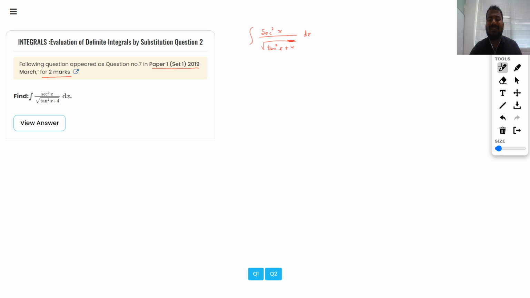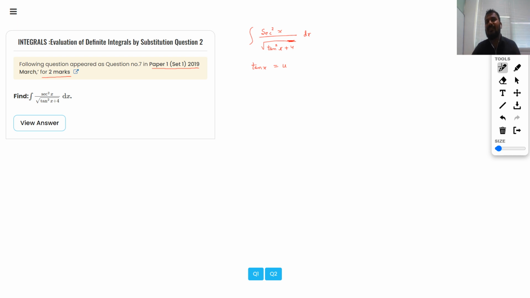We might have already seen in the previous one some specific integrations where we have 1 over root of x square plus a square. That is the general format. But here, instead of x we have tan x. So our first point in understanding this is that we will take tan x as u.